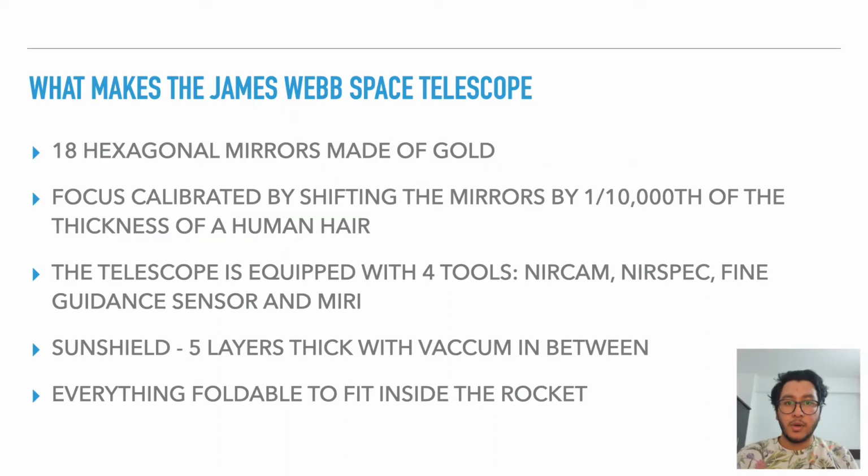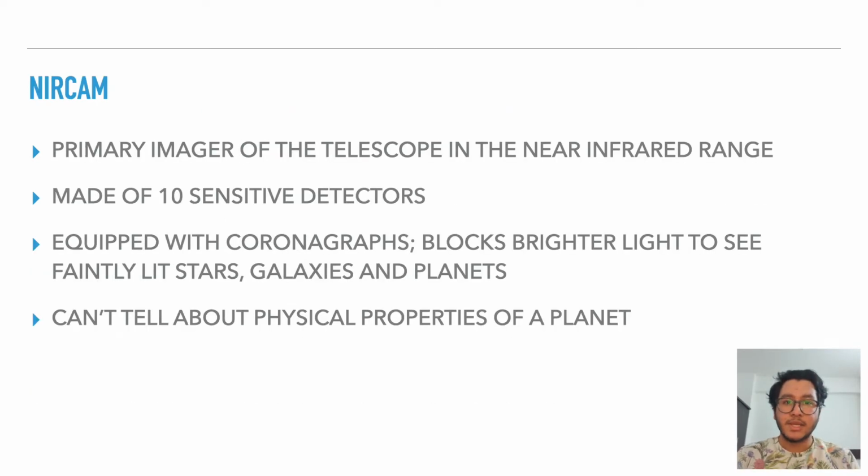So let's begin. First, let's talk about what makes the James Webb Space Telescope. It is made of 18 hexagonal mirrors which are entirely made of gold, and the focus is calibrated by shifting the mirrors to 1/10,000th of the thickness of a human hair. So that's how precise the focus is. The telescope is equipped with 4 major tools, which are NIRCam, NIRSpec, the Fine Guidance Sensor, and MIRI. It also has a sun shield to protect itself from the reflected heat, which is made up of 5 layers with a vacuum in between. And all of that needs to be foldable so that it can actually fit inside the rocket which will carry it to space.